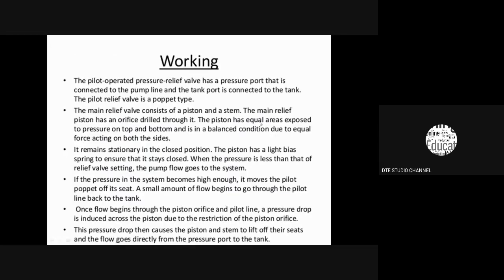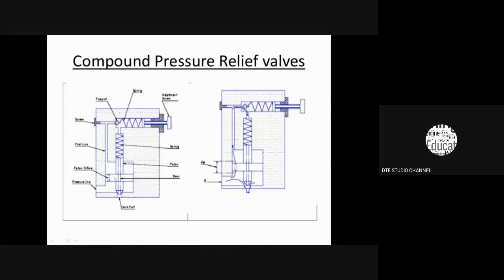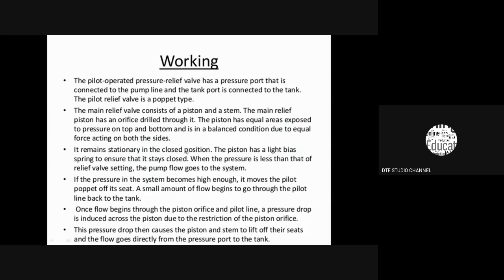The piston has equal areas exposed to pressure on top and bottom, and it is in balanced condition due to equal force acting on both sides. At the top and bottom ends of the piston, since pressure is equal, it is in balanced condition, and the tank port is automatically closed by the stem and piston. It remains stationary in the closed position because pressure is within the limits. That's why the tank port is closed.